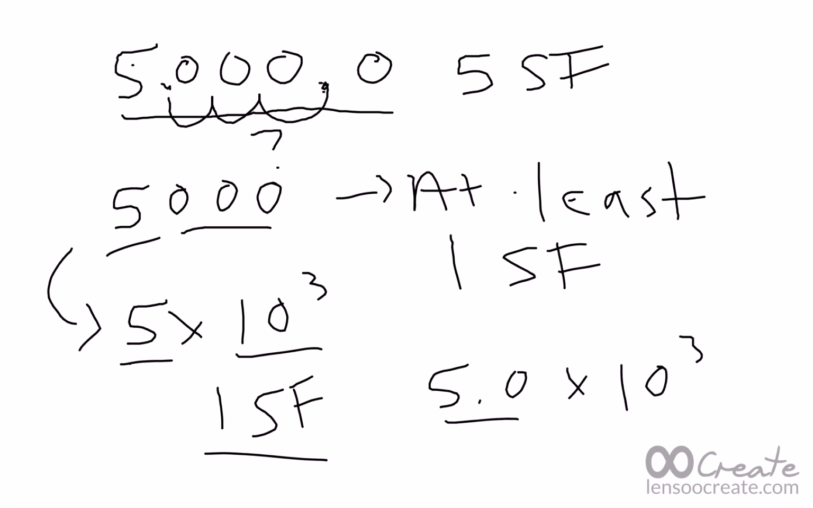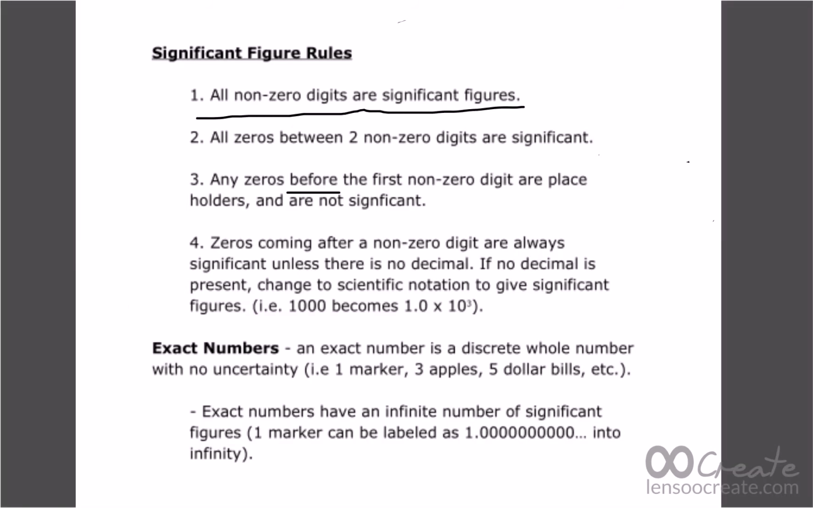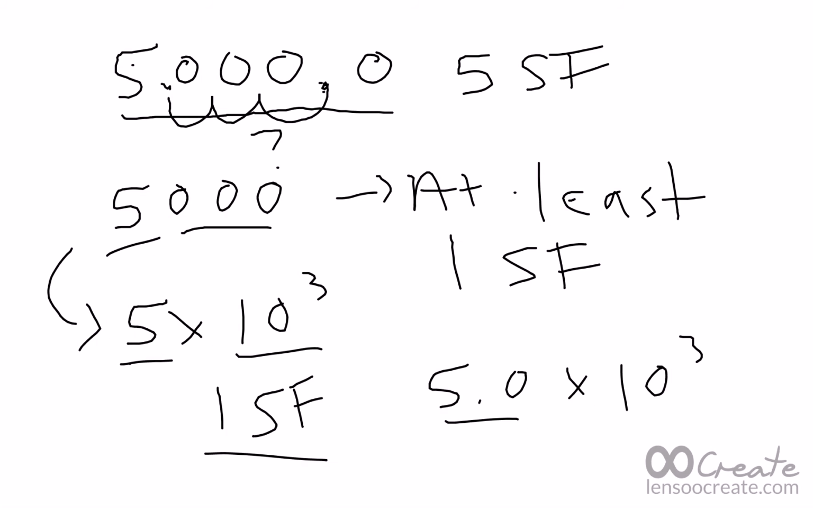And now that decimal there, the 0 is coming after a decimal. And again, if we go back here, number 4 says zeros coming after a non-zero digit are always significant unless there is no decimal. So if there is a decimal, they're always significant. Okay? So this concludes the portion of what determines a significant figure, things of that nature.